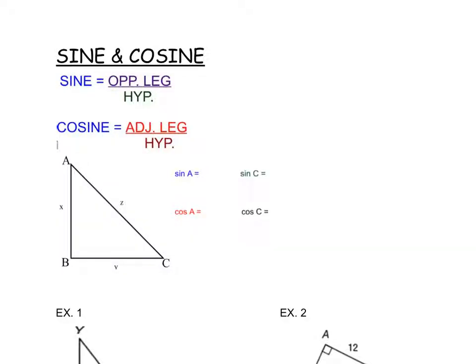Okay, today we're looking at more trig functions, trig ratios, specifically sine and cosine. Yesterday we looked at tangent. Today we're looking at sine and cosine. You recall our acronym SOHCAHTOA.